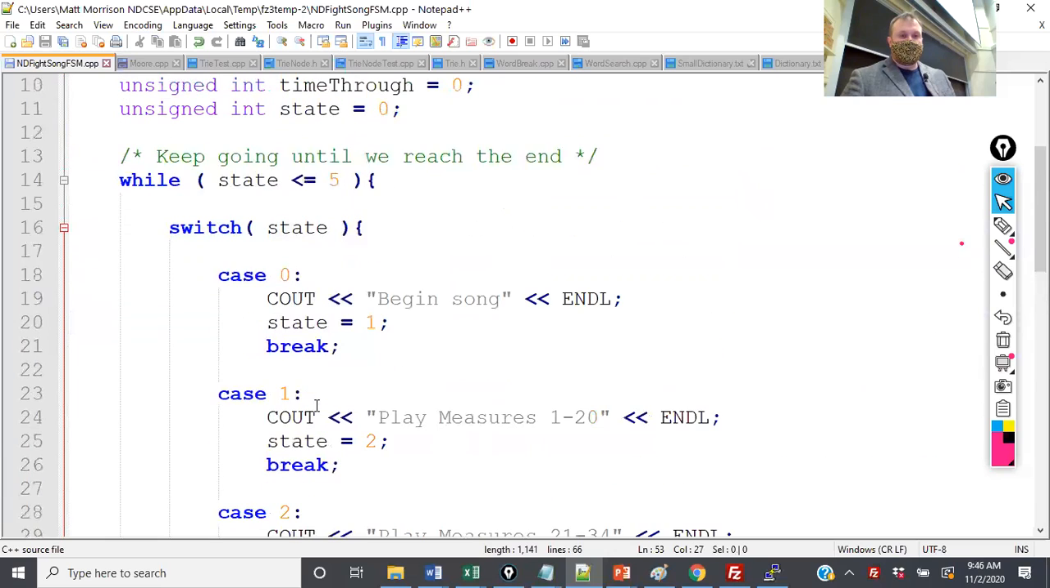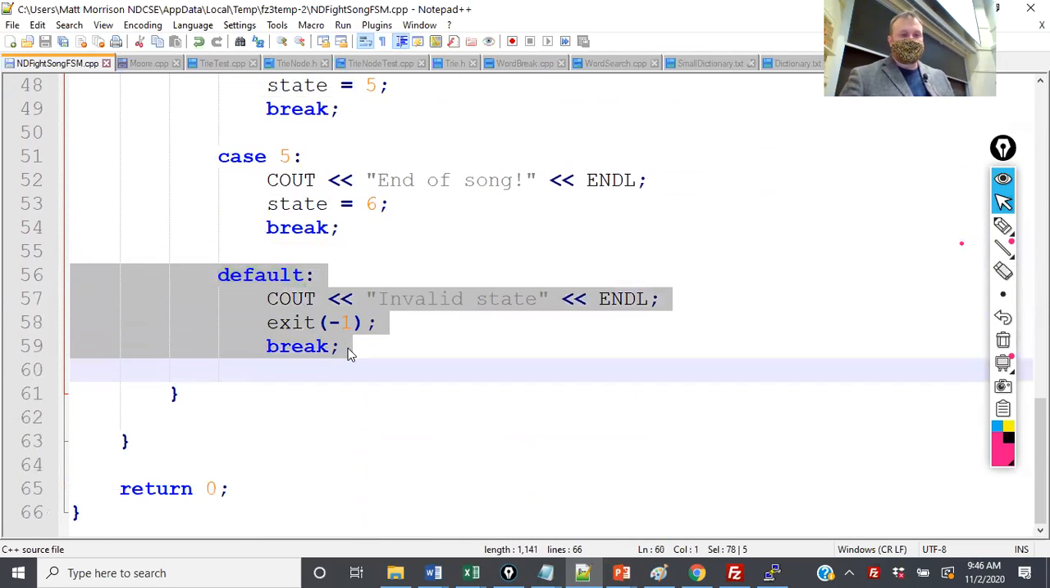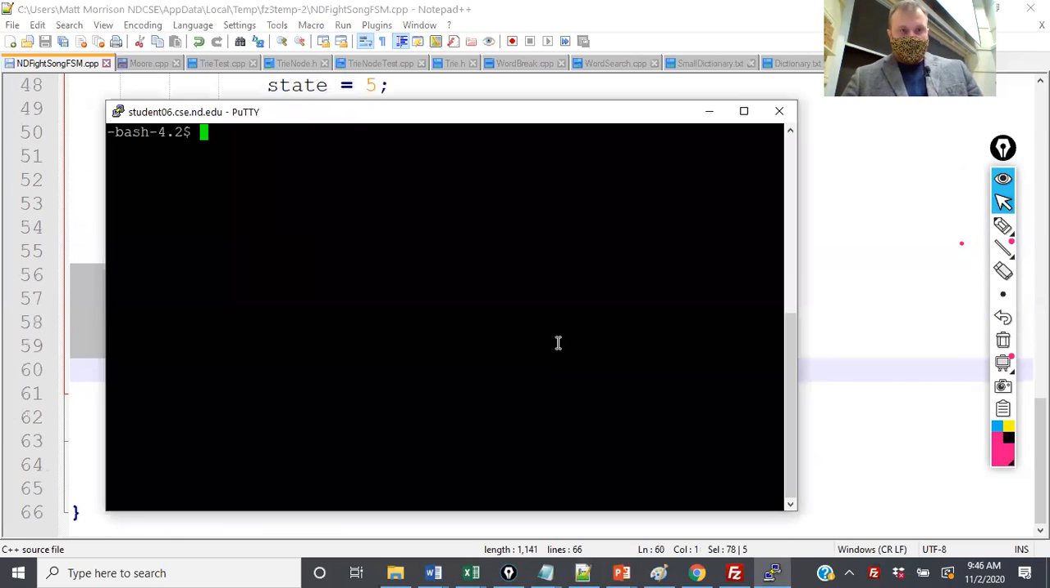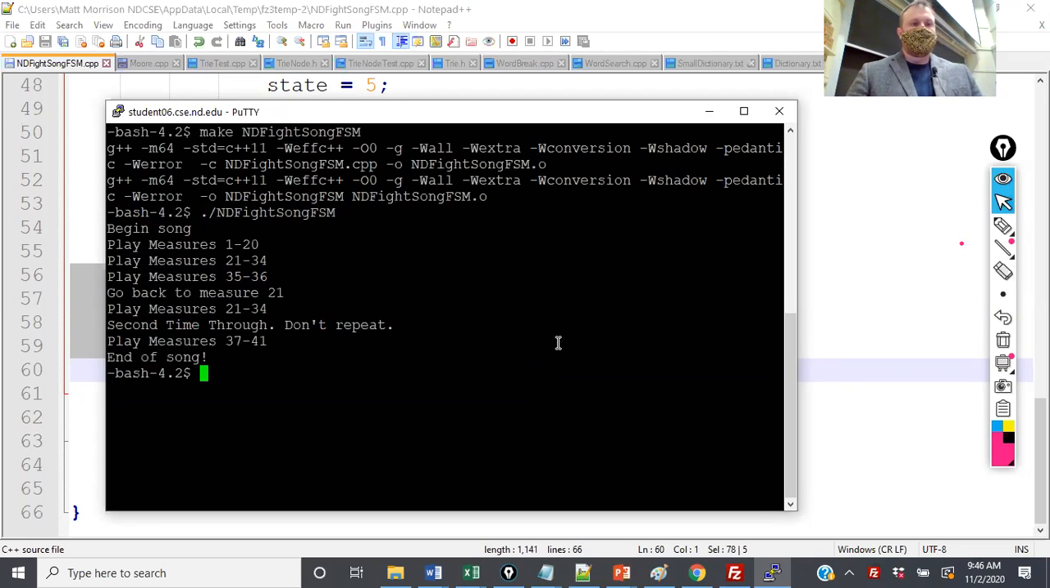And that's going to help us out here because once state is equal to 6, that breaks our while loop condition. And then I have a default case there to say it's an invalid state. So what I'm going to do is run make nd fight song FSM. And then just by using where we start and how it's going through, it runs the entire program for me. Does everybody see that?